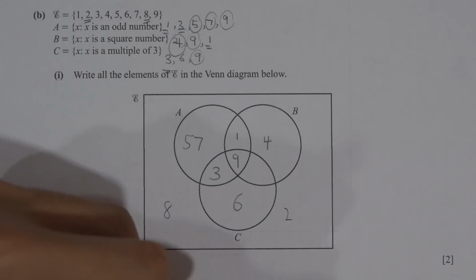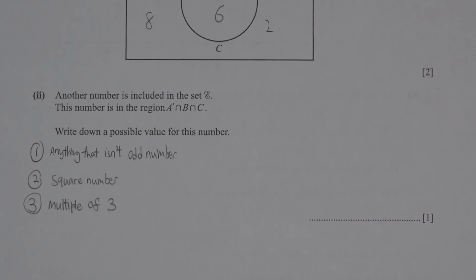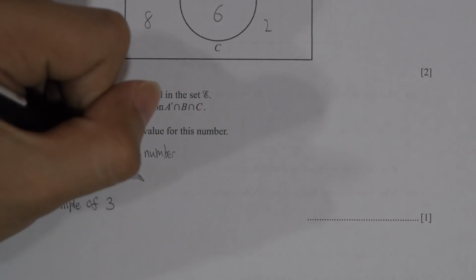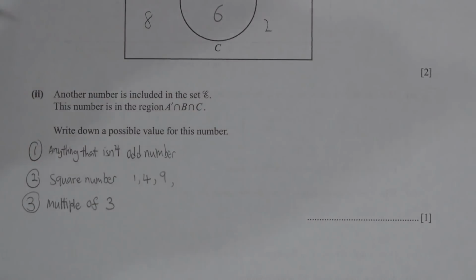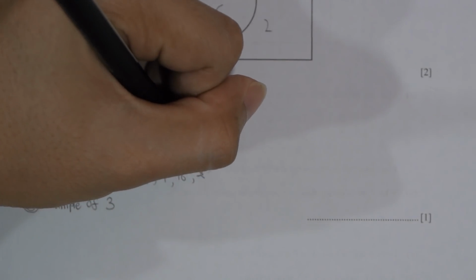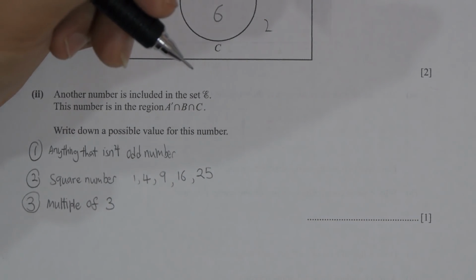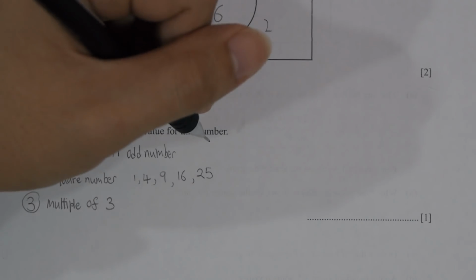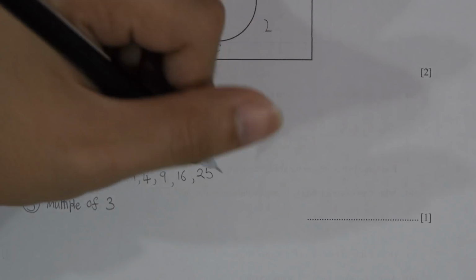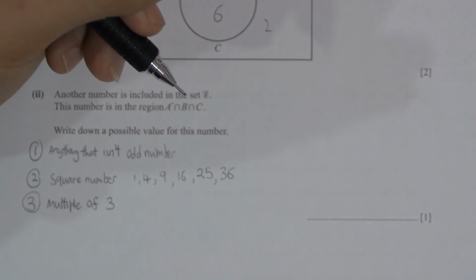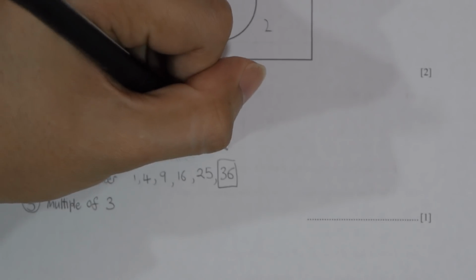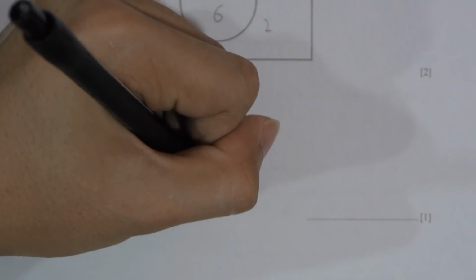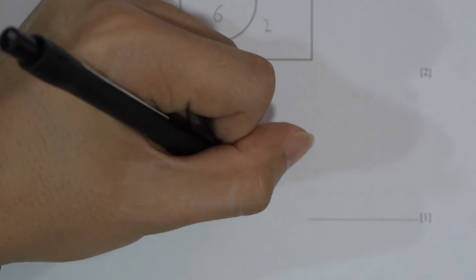So for this part, I actually listed down what these three sets ABC meant. So for A, everything other than A is anything that's not an odd number. B states that it must be a squared number, and C, it must be a multiple of 3. So I listed down the squared numbers to find the possibilities, and I found that 36 fulfills both requirements. You can actually have numbers bigger than that, it's fine as long as it fulfills the requirements: not an odd number and also a multiple of 3.